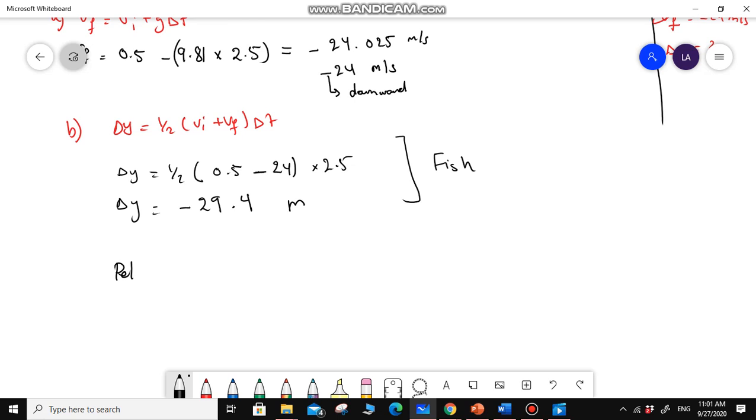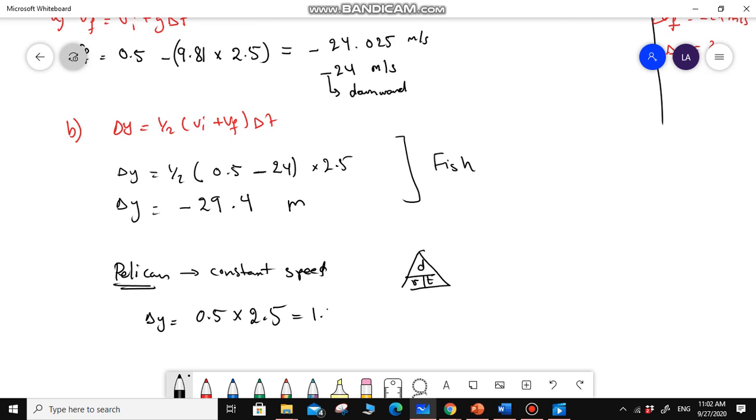So for the pelican, I need to find the distance. Now the pelican is moving at constant speed. When the object, girls, moves at constant speed, I will apply the simple formula: distance equals speed or velocity times time. Here for the pelican, because there is no acceleration at steady speed, I need to find the distance delta y as just a multiplication between velocity, which is 0.5, and the time 2.5. It's 1.25 meters.